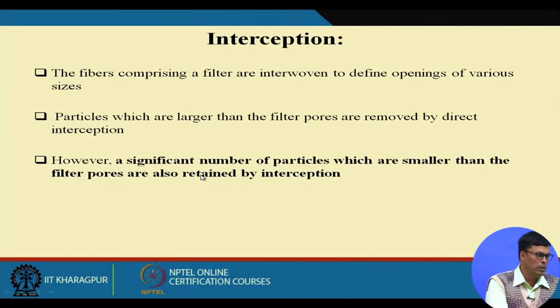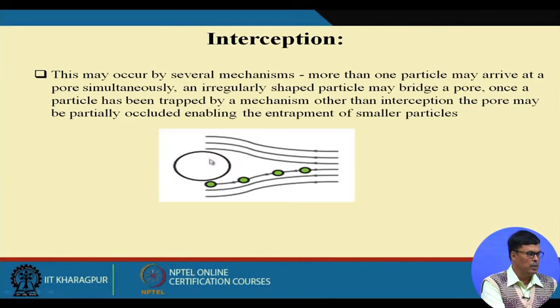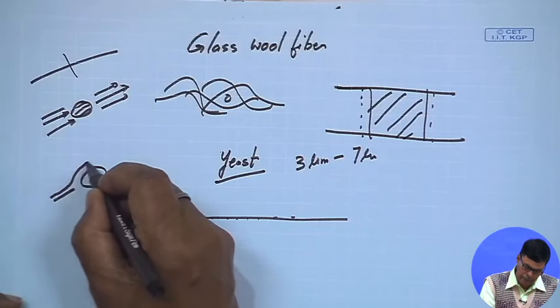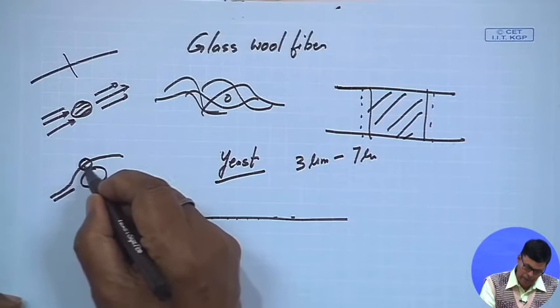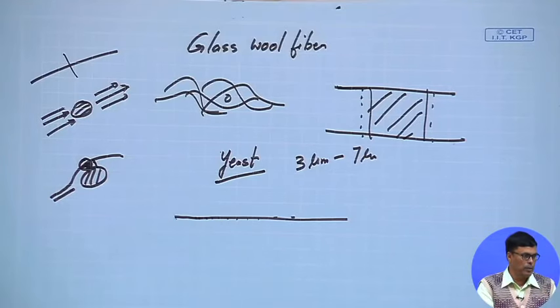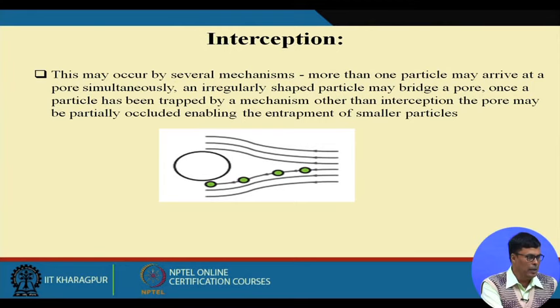Then let me explain what you call interception. Interception means that when the particle moves along this line, it intercepts the fiber and just deposits on it. Now when is it possible? Suppose the particle is going like this. If this particle's radius is equal to this width, then and only then will it touch the surface of the fiber. Otherwise, it will not touch the surface of the fiber. So if the particle is collected like this, we call it a particle collected due to interception.